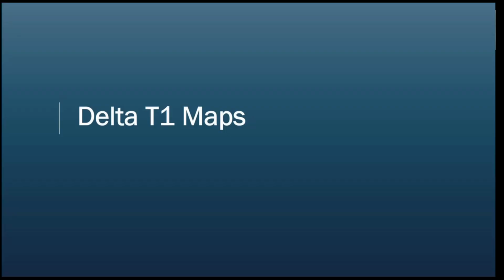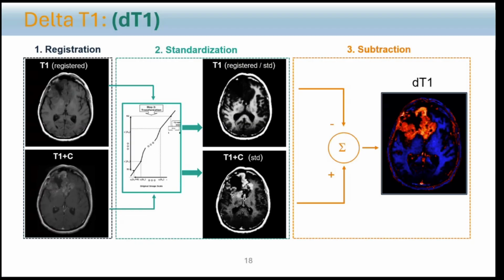And so that's where delta T1 maps, I've really found them incredibly useful. Delta T1 maps at their simplest is basically a subtraction map between T1 post and T1 pre, but it's a little bit more complicated than that. There's a standardization technique, and it's really an evaluation of the extent of persistent enhancing tissue left behind.